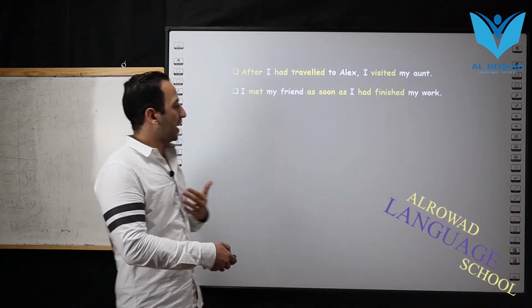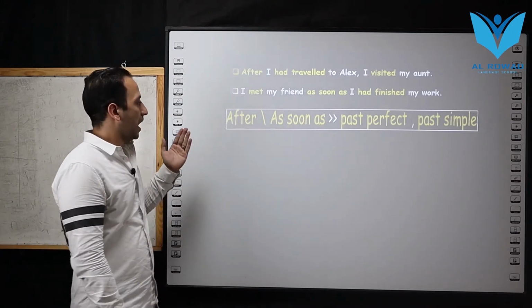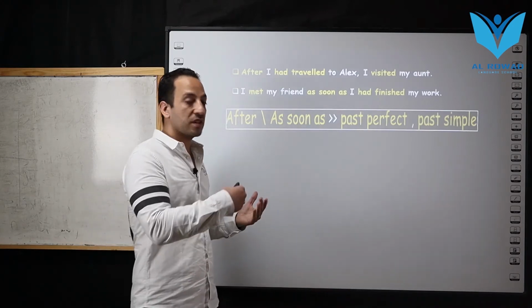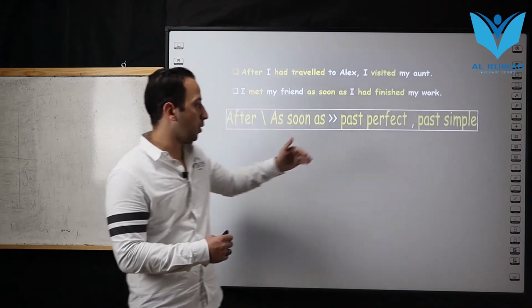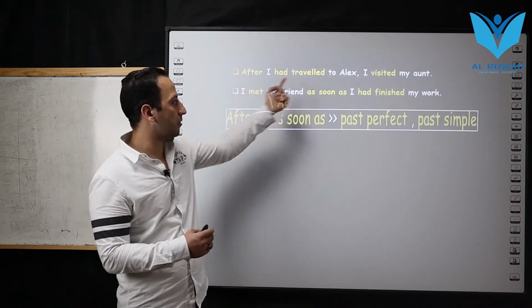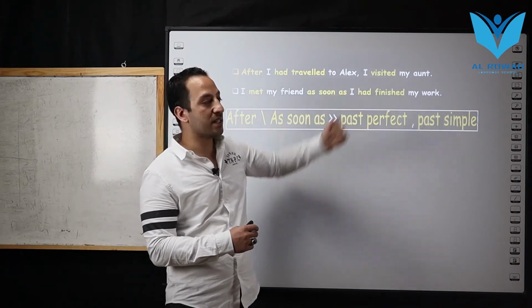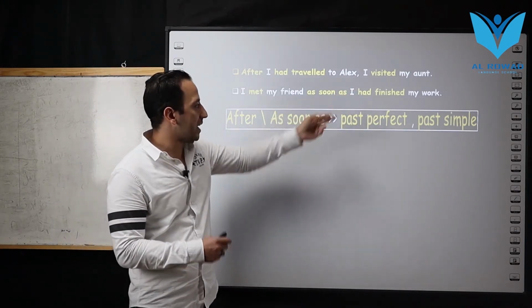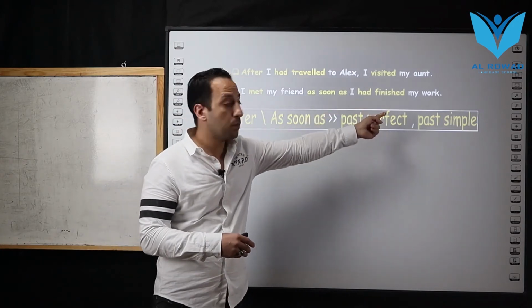So here, when can we use "after" and "as soon as"? Look at this. After "after" and "as soon as", you have to use the past perfect for the first action in the past. After that, in the other sentence, use the past simple. For example, again, after "after", I used what? Had traveled. So after "after", use the past perfect, and the other tense will be in the past simple. Another example, I met my friend. Look at "as soon as", it comes in the middle. But after it, I used what? I used the past perfect.